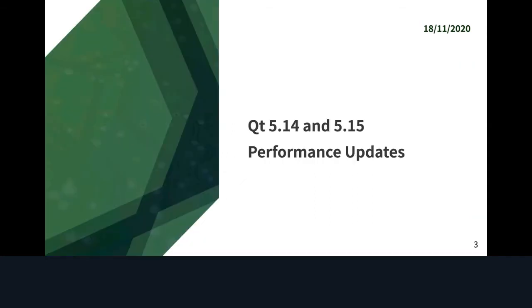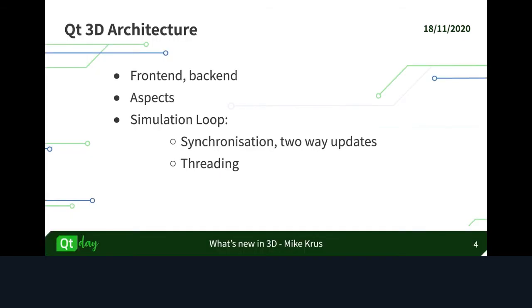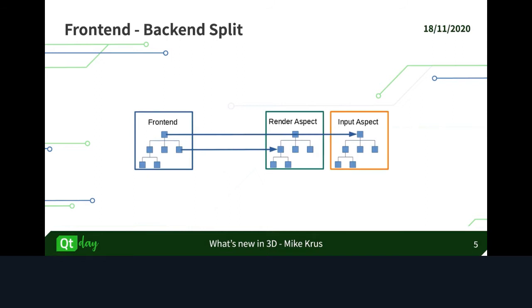So new things that we did in 5.15, 14 and 15 mostly are related to performance updates. Qt3D has, as I mentioned just previously, a front-end and a back-end. You have your front-end with all the API nodes that you use, and these are just data: classes that derive from QObject and have properties and things like that. And then you have aspects, which actually implement the actual work that the engine has to do.